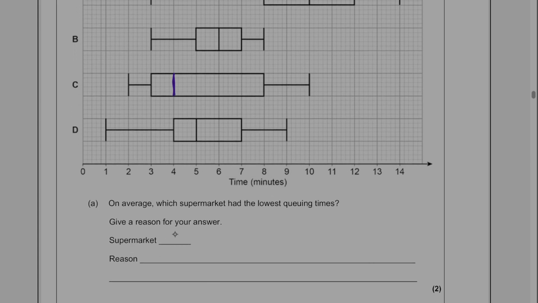So supermarket C, and the reason is it has the lowest median. And then put in brackets 4 minutes.